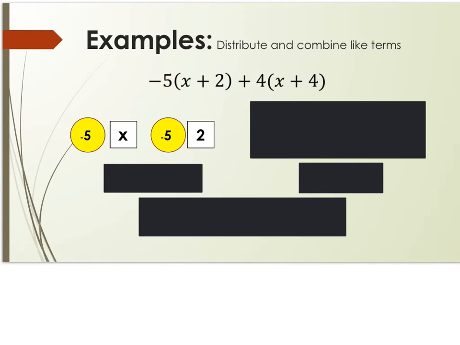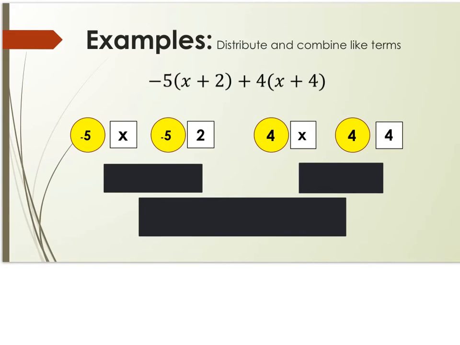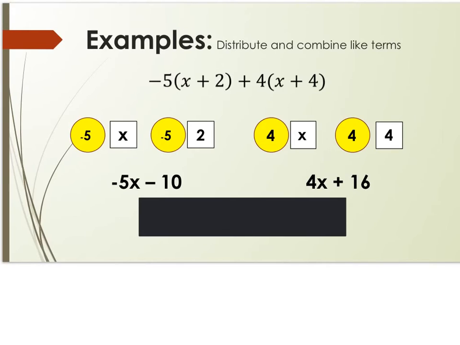In the other distributive property with the positive 4, you would put the 4's that you share into the circles, bring down the x into the first square and the positive 4 into the second square. Negative 5 times x is negative 5x, and negative 5 times a positive 2 is negative 10. A positive 4 times x is 4x, and positive 4 times positive 4 is a positive 16. Now you need to combine.